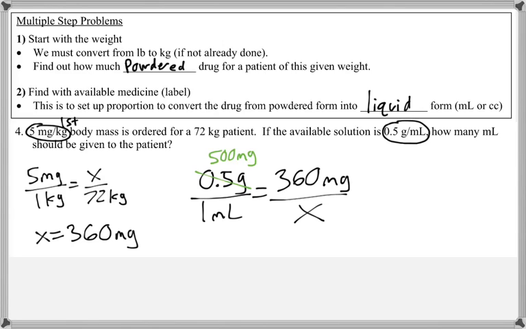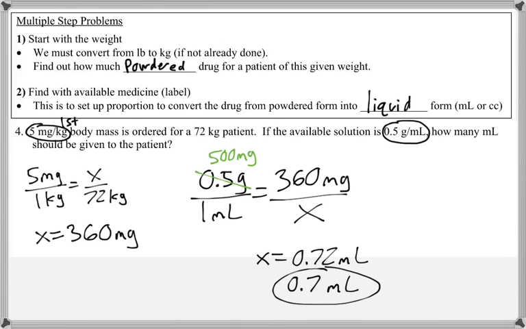So 1 times 360 divided by 500, and we get x is equal to 0.72 mLs, which, if we round to the nearest tenth, will be 0.7. So this is how much liquid drug to give a patient of this weight.